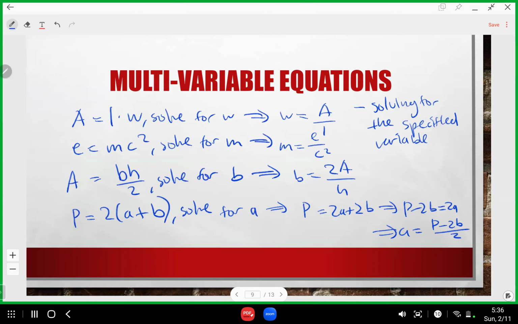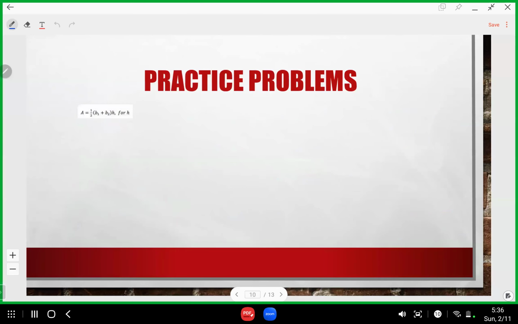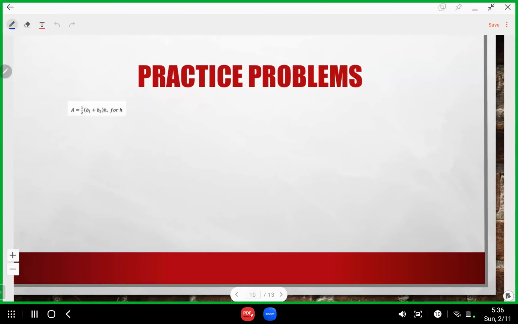So without further ado, let's just go straight into these practice problems here. So we have this one. All right, I'm going to give you 5 minutes to solve this. Okay, so 5 minutes starting now. And as you can see, you're solving this equation for h. So it may look a bit confusing for some people, but again, just remember you're using the same exact concepts.